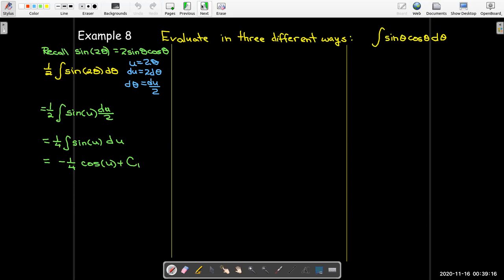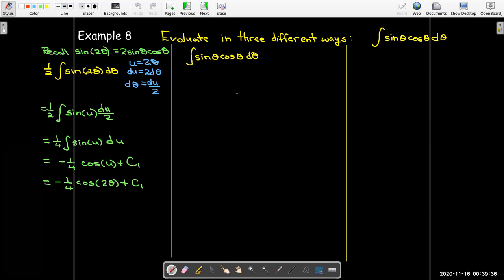Let's look at this in another way. Oh, I'm sorry. I needed to replace the u with 2 theta. Shouldn't forget that. All right, let's look at the second method for evaluating this integral.